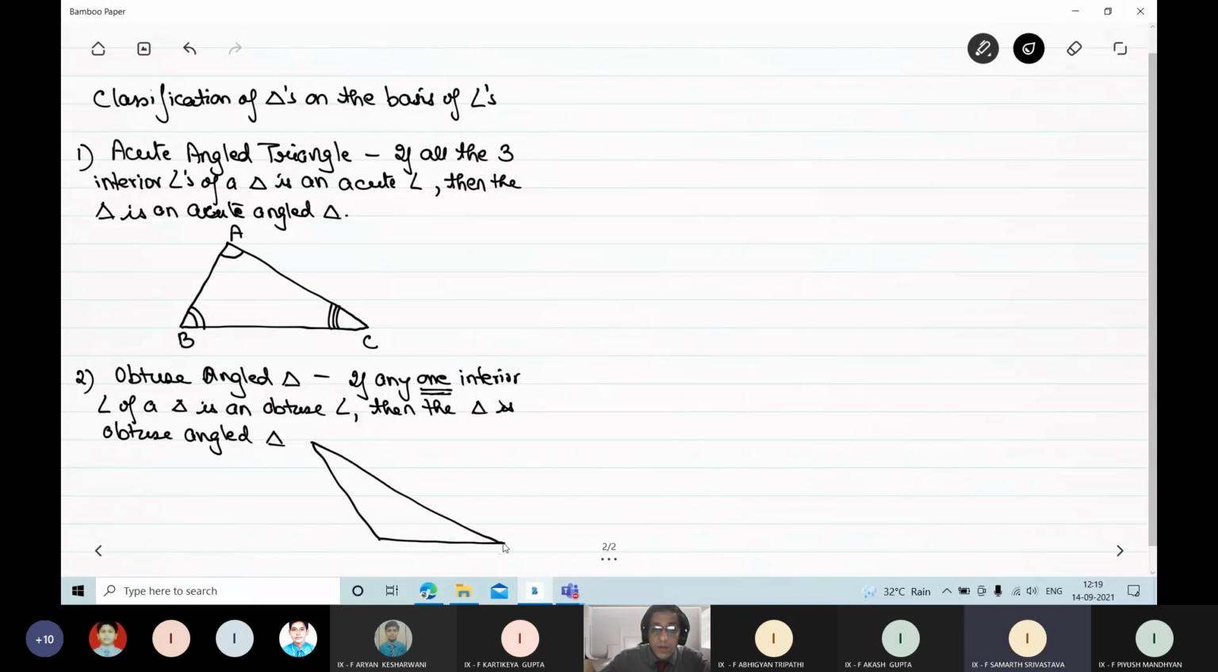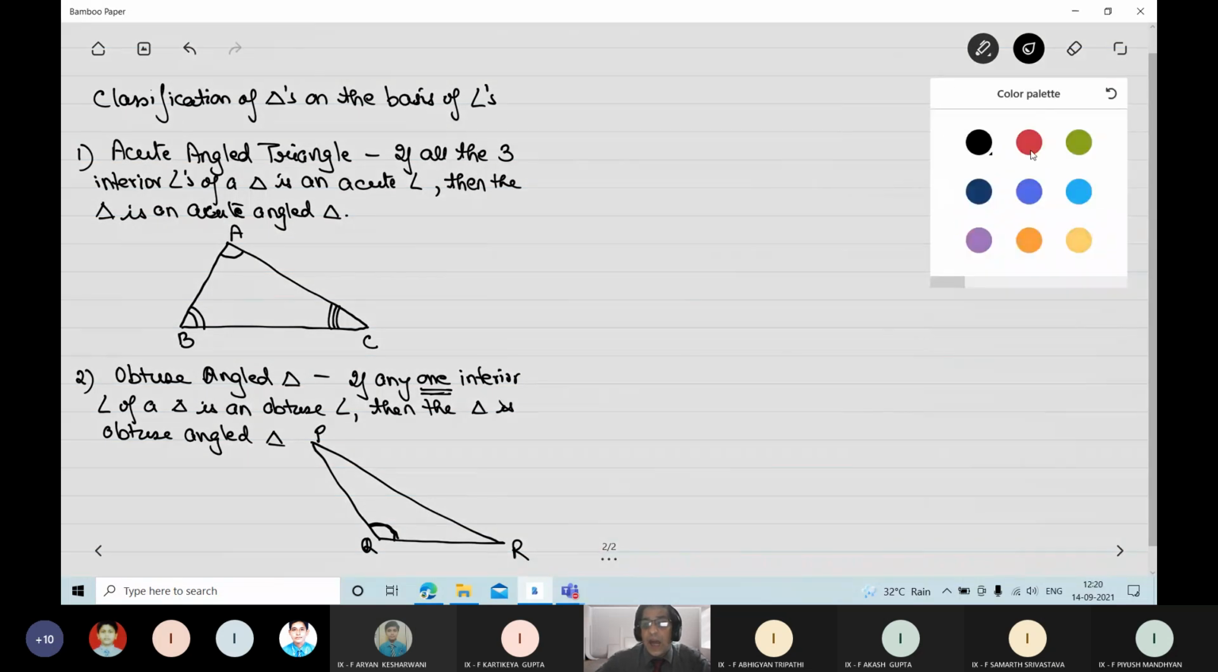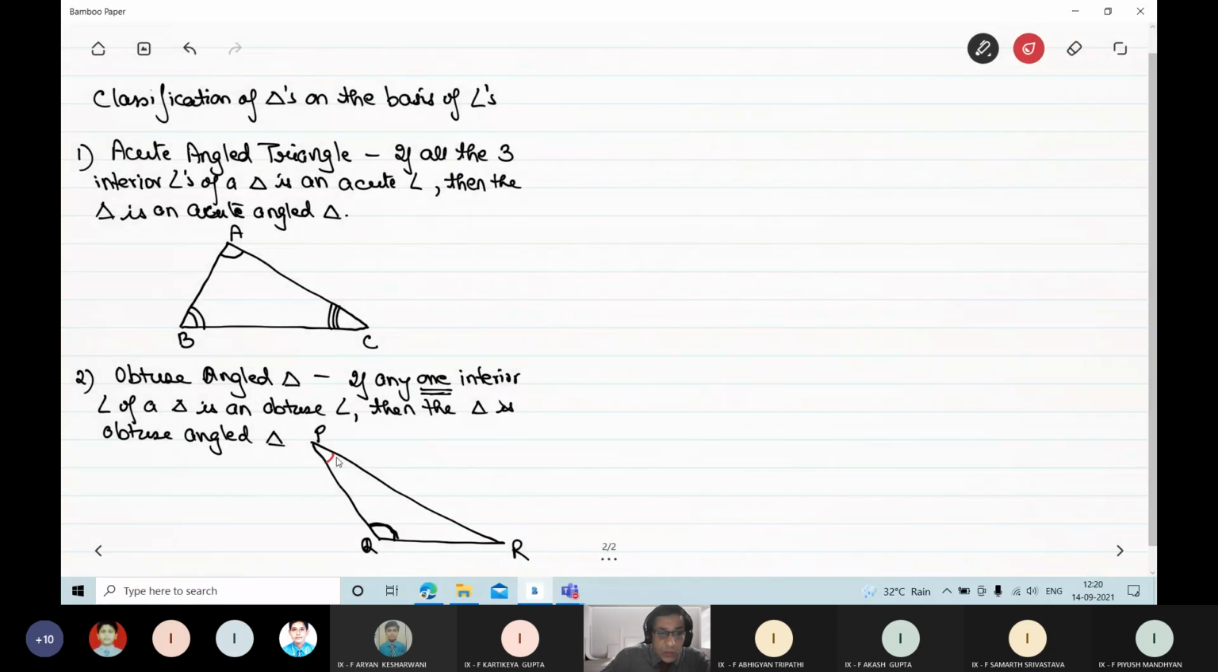So it would appear something like this. This is PQR, wherein you see angle Q is an obtuse angle. It is greater than 90 degrees. But if you see angle P and angle R, they are acute angles. They are less than 90 degrees, but obviously greater than 0 degrees. So this triangle is an obtuse angled triangle.